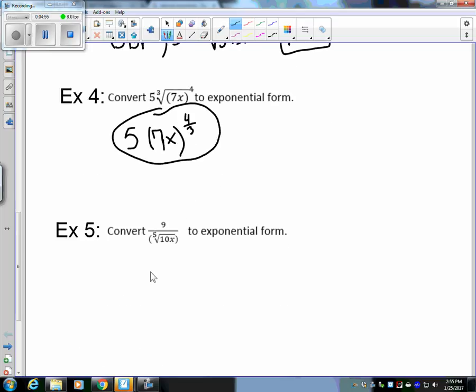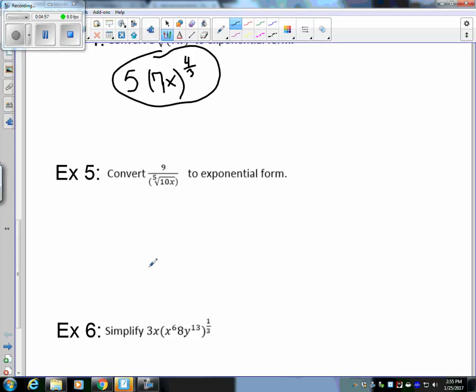Next, changes to exponential form. So first, what is it? So we have 9 divided by the fifth root of 10x. There's no exponent, so if you want, there is always an exponent. The exponent's 1. So the very first thing we're going to do, 9 over, let's convert it.